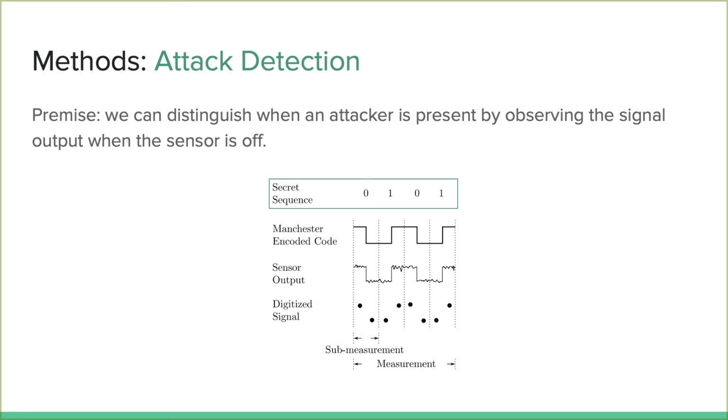Onto the attack detection. The premise is that an attacker wishes to insert electromagnetic interference into our system. We can distinguish when an attack is present in our system by observing the signal output when the sensor is turned off. So essentially, we're going to be turning the sensor on and off at random periods of time. We first pick an n-bit number representing our on and off sequence.